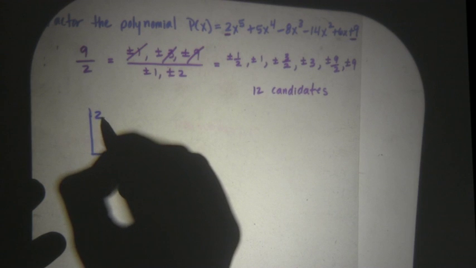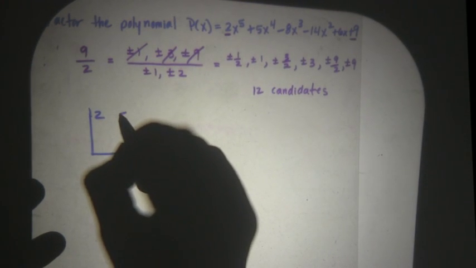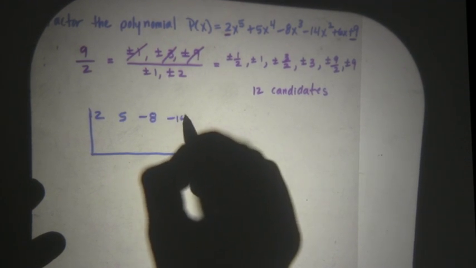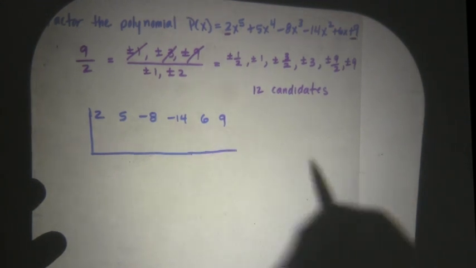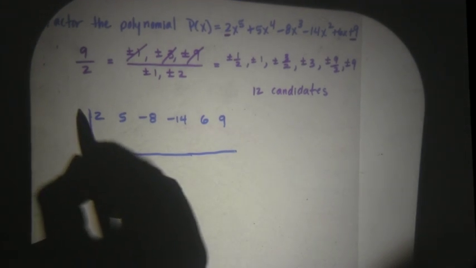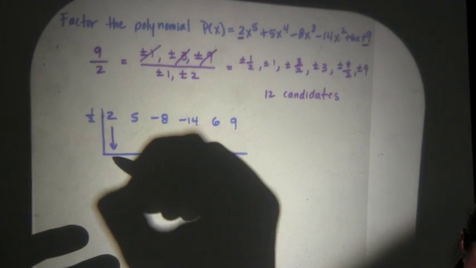So let's start with the lowest or smallest positive one, and I am going to have a 2. So we got 5, 4, 3, 2, 1, none. So we got 2, 5, negative 8, negative 14, 6, and 9. It's a doozy, I'm telling you. So we're going to start off with 1/2. So I bring my 2 down.